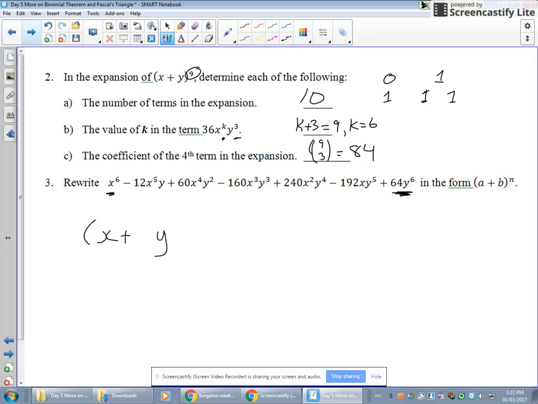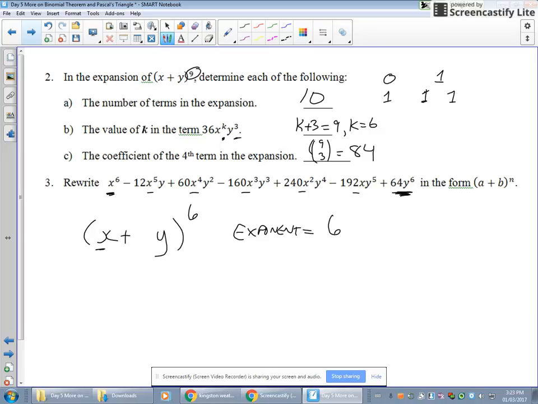My exponent n is going to have to be equal to 6. I can also confirm that because I got 1, 2, 3, 4, 5, 6. I've got 7 terms, right? There's always one more term than exponents. So I'm going to have something that's up to the power of 6. My first term is going to be some value of x, because the first term is always just the value of a to the power of n.